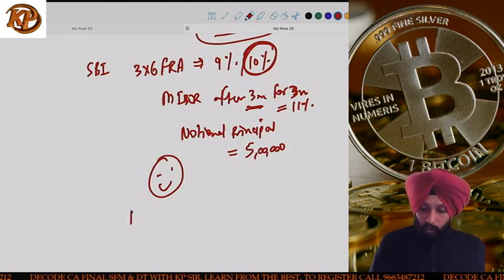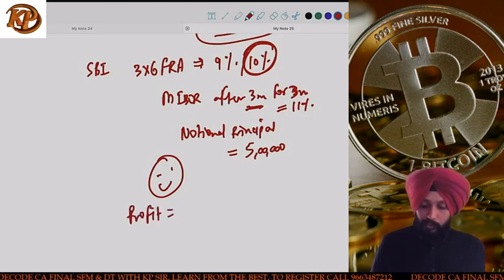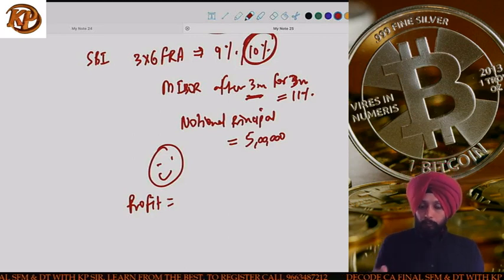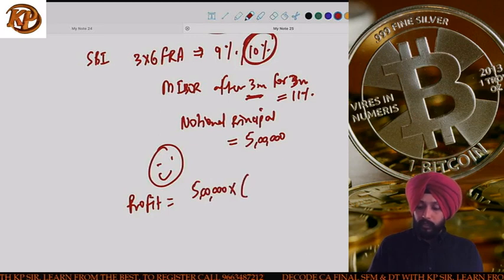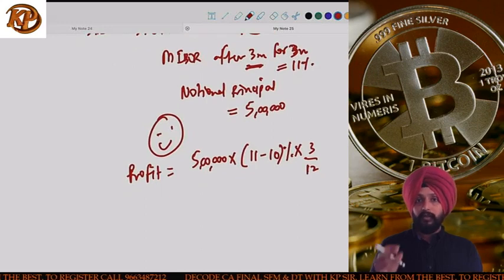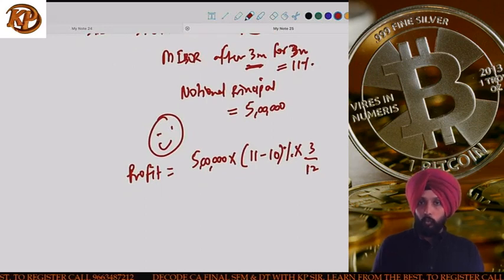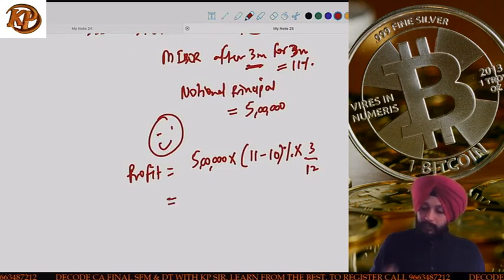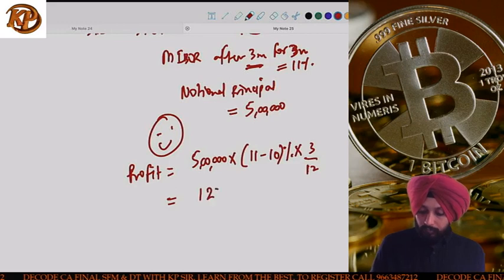This is only for thinking purposes, because if you buy something at 10% and the rate becomes 11%, obviously you make a profit. So how much is the profit amount? There are two things we need to calculate, guys: one is the profit amount and one is the settlement amount. Profit in this case is 5 lakhs into (11 minus 10)%, and it is valid only for 3 months, so you need to convert it into a 3-month equivalent: 5 lakhs into 1% into 3 by 12. Let's just assume that this comes to 1250 rupees.